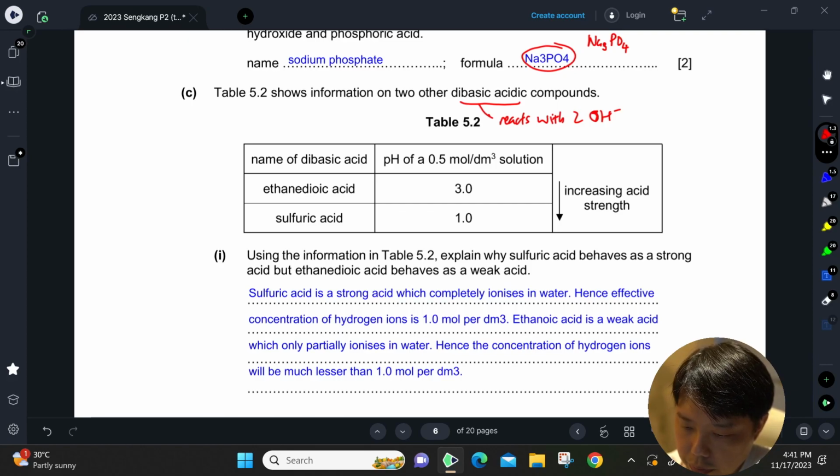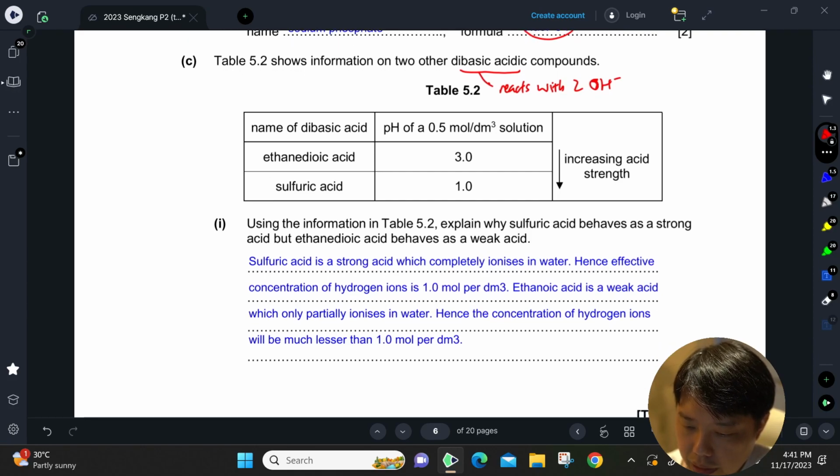Using the information, explain why sulfuric acid behaves as a strong acid, but ethanedioic acid behaves as a weak acid. Sulfuric acid completely ionizes in water, therefore it is a strong acid. That's why the effective concentration is 1 mole per dm cube. Ethanedioic acid is a weak acid that only partially ionizes. That's why the concentration of H+ is less than 1 mole per dm cube.